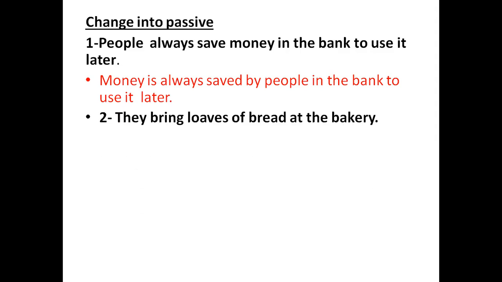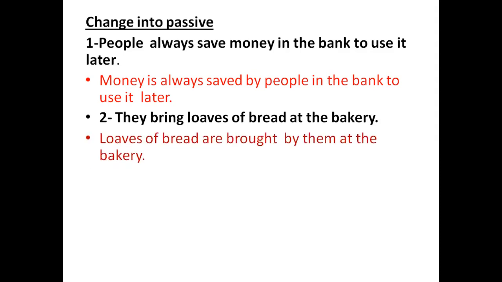Look at number two: they bring loaves of bread at the bakery. Yes, this sentence is in present simple. The subject is they. The main verb is bring. The object is loaves of bread. Excellent. To change into passive, we start with the object, loaves of bread.